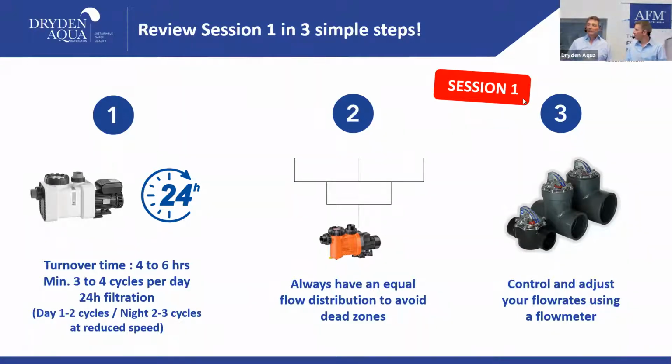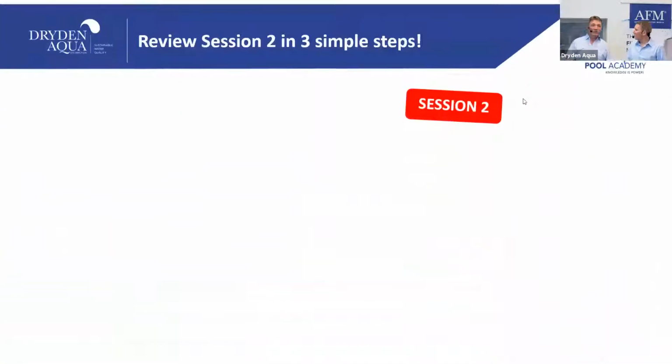Step number 3 is believing is good, knowing and controlling is a lot better. That's at least what my wife says. She tries to control me all the time, and that's for controlling the flow. And the best way you can do this is with Flowies. Exactly. Summary of session 1 done.